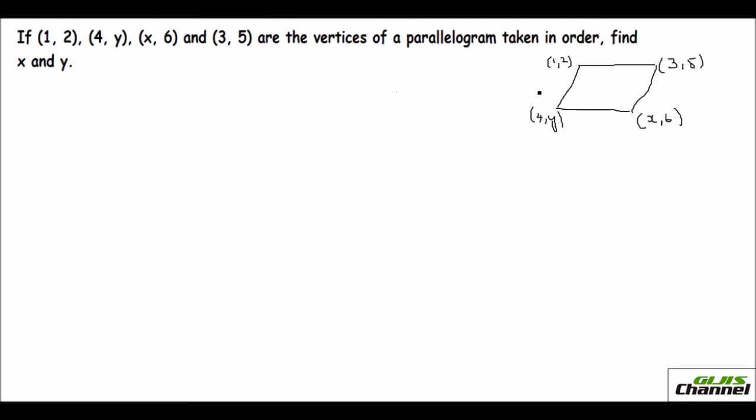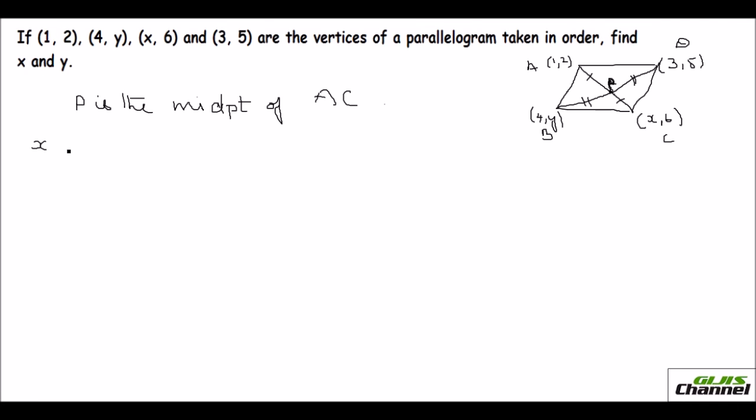So what I do is I'm going to use the section formula. For that I'm going to draw the diagonals. In a parallelogram the diagonals bisect each other, right? You have a point here. Let me take it as P, and let these be A, B, C, D. Now the midpoint over here is P, and we know the diagonals bisect each other. So P is going to be the midpoint of AC.